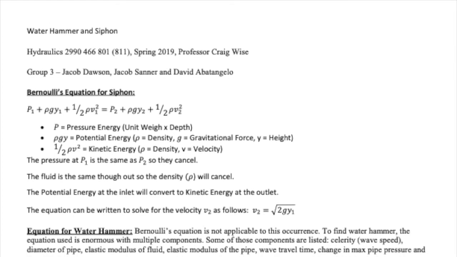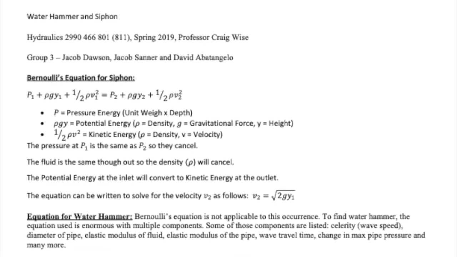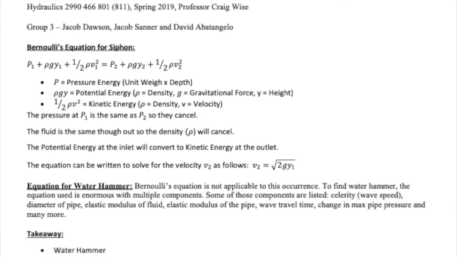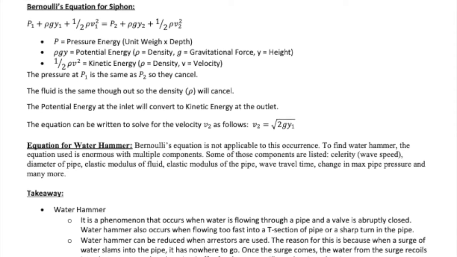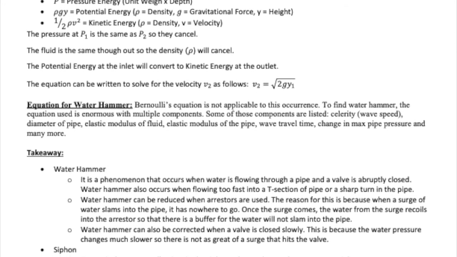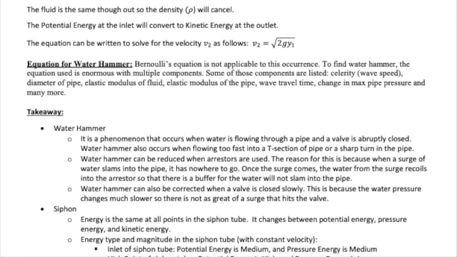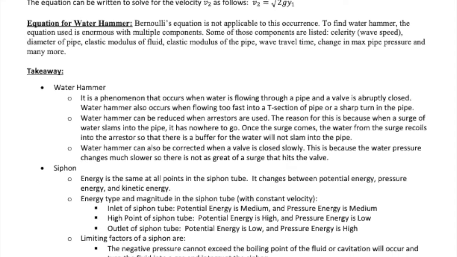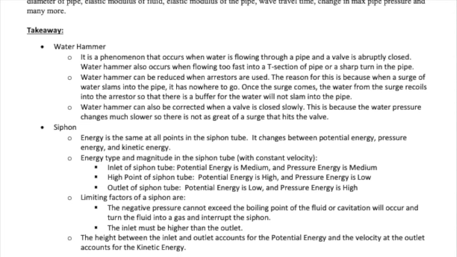Okay, here's what you need to take away from our video. Water hammer is an occurrence when water is flowing through a pipe and the valve is abruptly closed. Water hammer can also occur in sudden changes of direction like T-sections and 90s. Water hammer can be reduced when arresters are used. The reason for this is that when a surge of water slams into the pipe, it has nowhere to go. Once the surge comes, the water from the surge recoils into the arrestor so that there is a buffer for the water not to slam into the pipe.